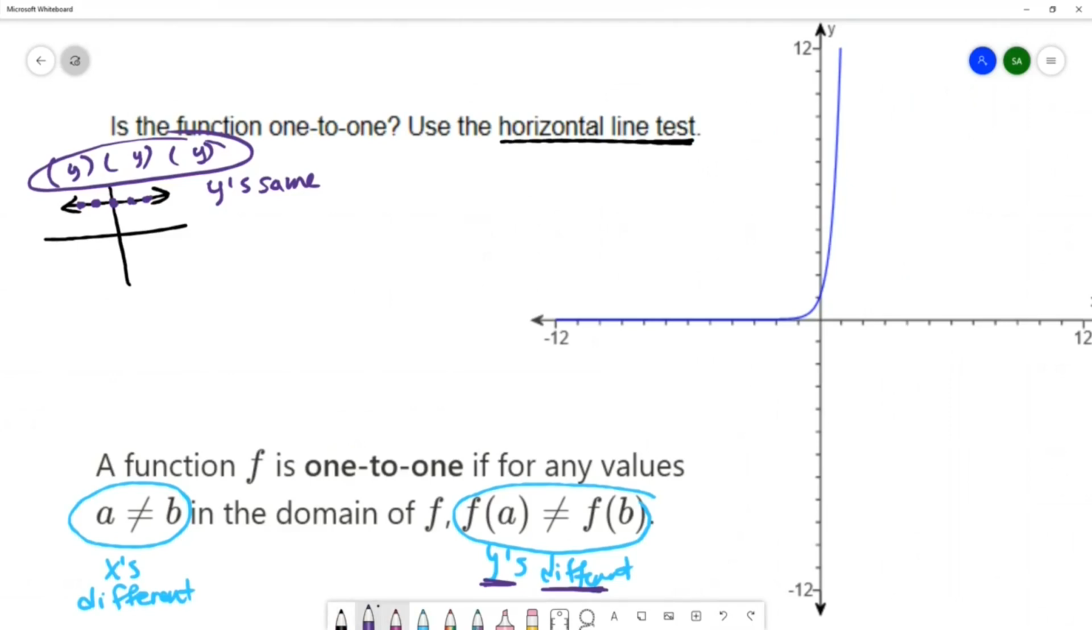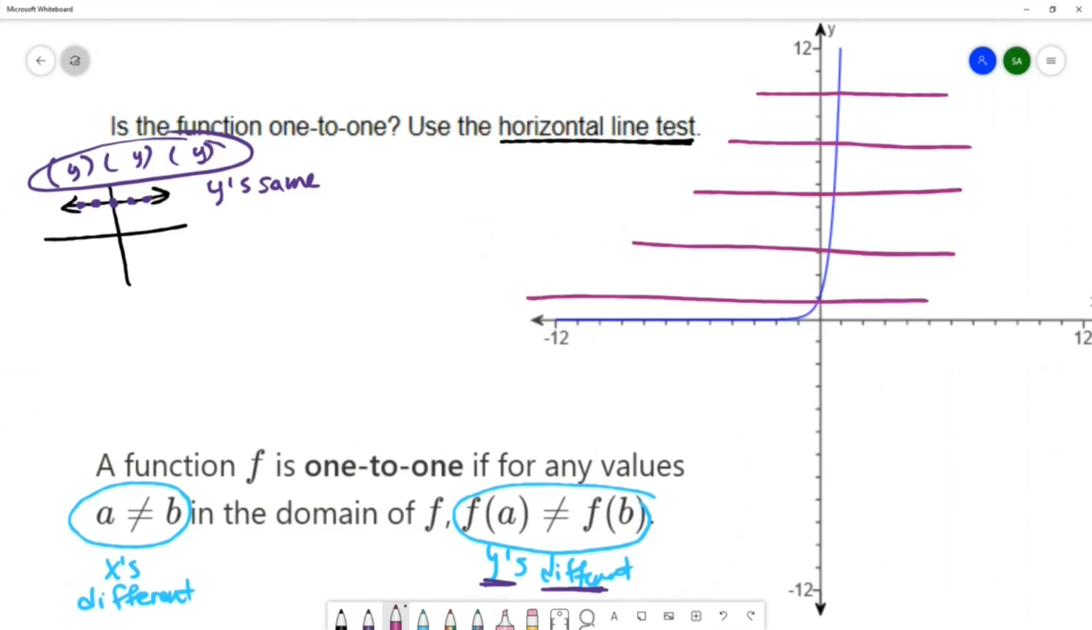So on this graph, we're going to draw horizontal lines, and we're going to pay attention to the intersection points. And since these horizontal lines are intersecting the graph in only one point, we know that there's only one y value. Those y values are not repeating. All the y values are different.